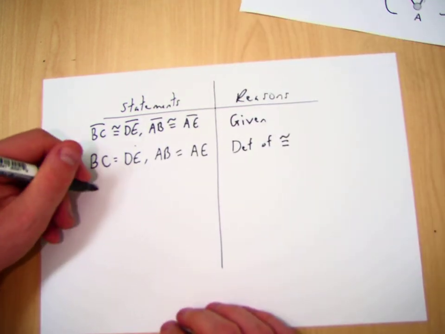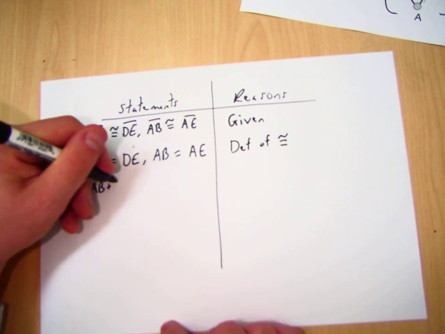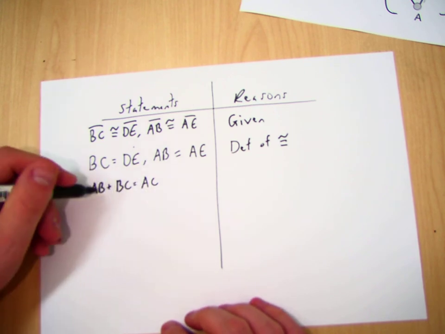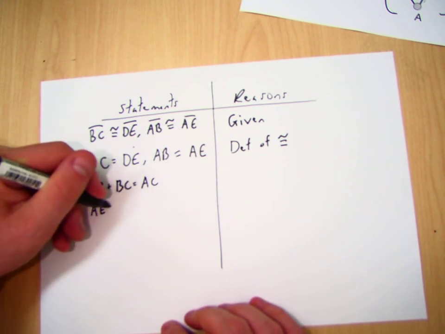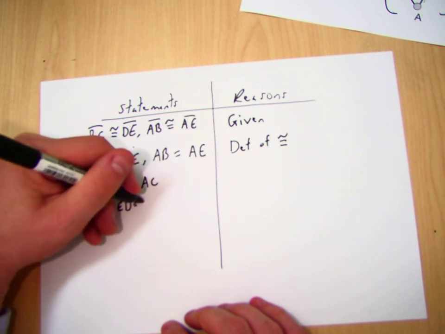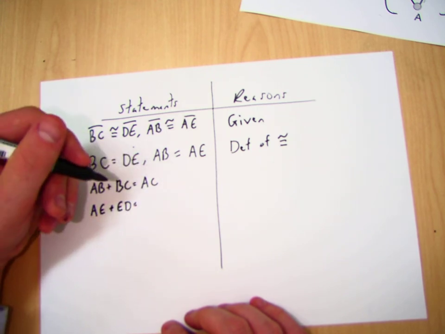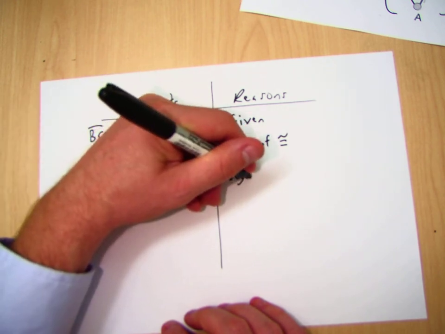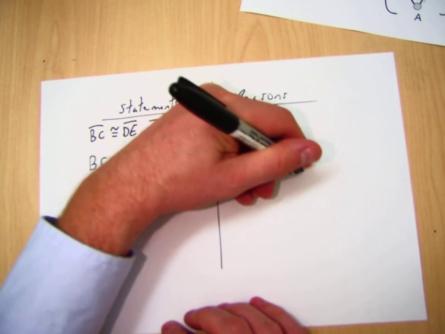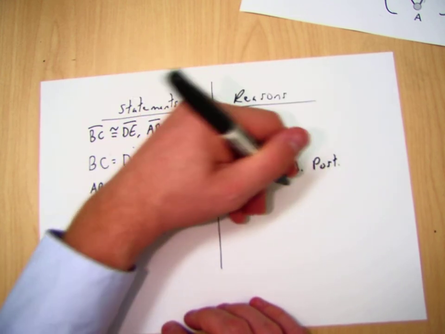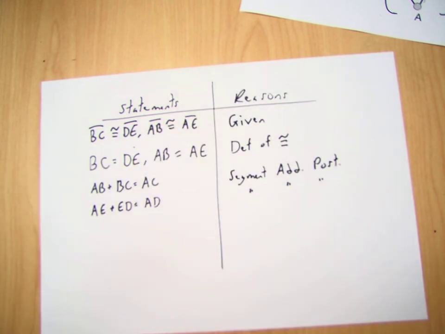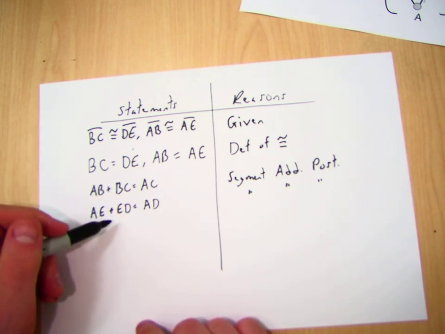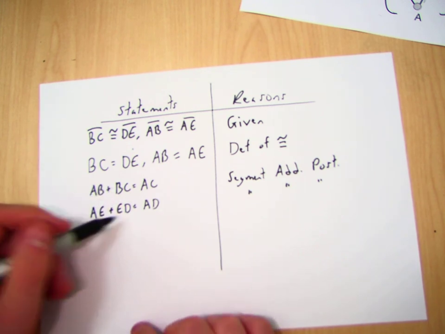It's going to say here that AB plus BC is equal to AC. Similarly, I'm going to say here that AE plus ED is equal to, I guess it would be AD. And this is from the segment addition postulate. Both these reasons are exactly the same. So now that I have the segment addition, I'm going to look at what I can do in common here.